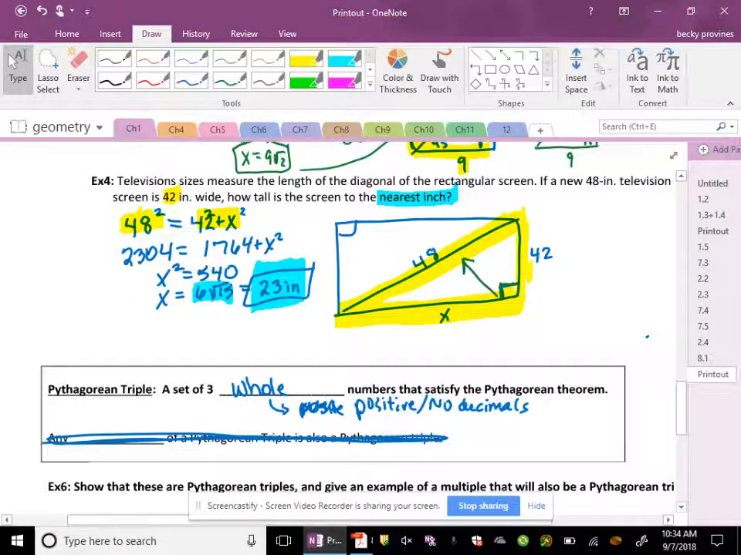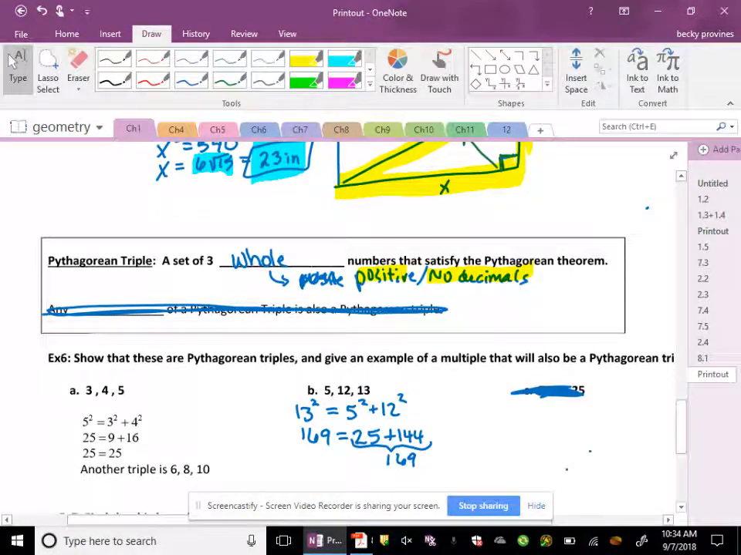Okay, a Pythagorean triple. So as you can see, there are parts I marked out, and you can go ahead and do that. A Pythagorean triple is just a set of 3 numbers that satisfy the Pythagorean theorem. And they're 3 whole numbers. And in case you don't know what a whole number is, they're always positive. There's no decimals. So we're talking like 1, 2, 3, and on up. No negatives.